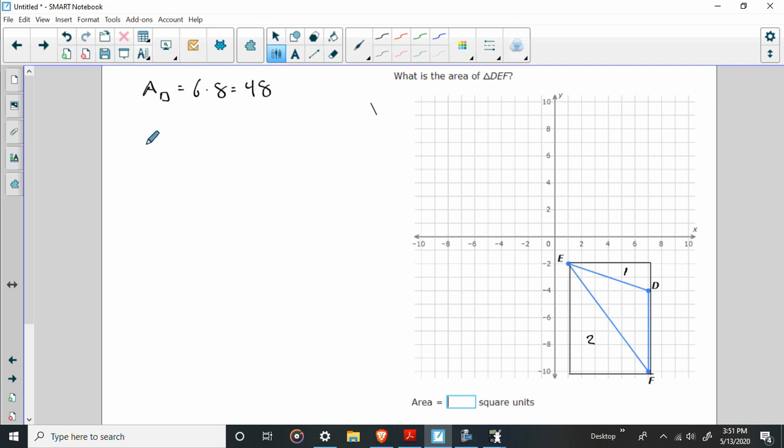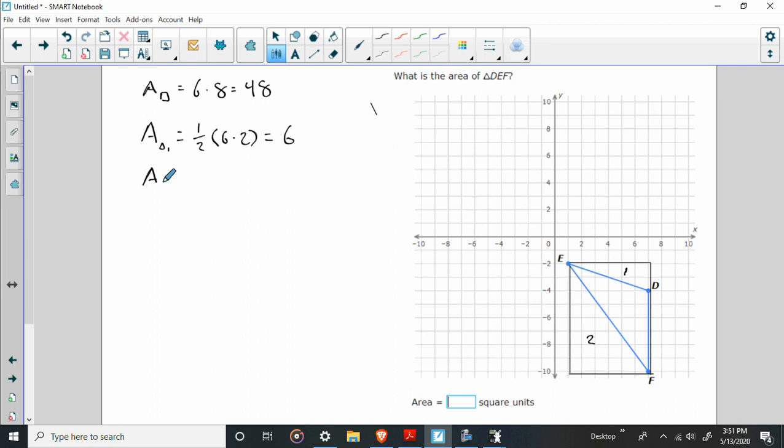Okay? Now the area of, we'll say, triangle 1. 1, 2, 3, 4, 5, 6, 1, 2. So that's half the base times the height. And again, when it's a right triangle, the base and the height are very easy to find. So 1/2 is 6 times 2. Well, 6 times 2 is 12. Half of that is going to be 6.